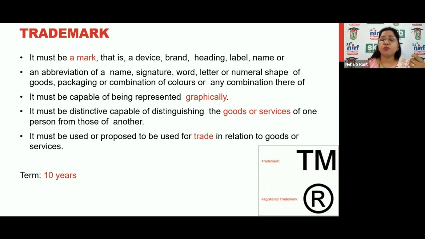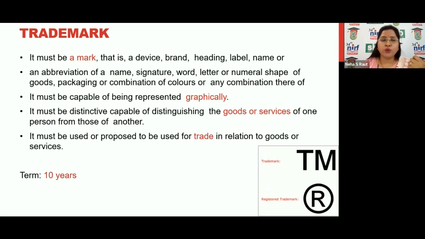Similarly, it must be proposed to be used in trade in relation to goods or services. So definitely, if you are using that particular mark for trading in relation to goods or services, you need to take protection under trademark. And for trademark, the term is 10 years. Again, you can extend it by further applications. So generally, getting a trademark requires some time. Initially, when the process is initiated for trademark, the product can be labeled as TM, and after registration, once we receive the final confirmation, it is represented as a registered trademark.